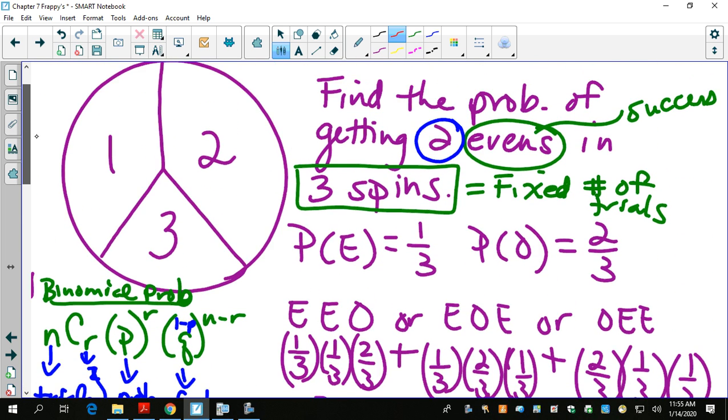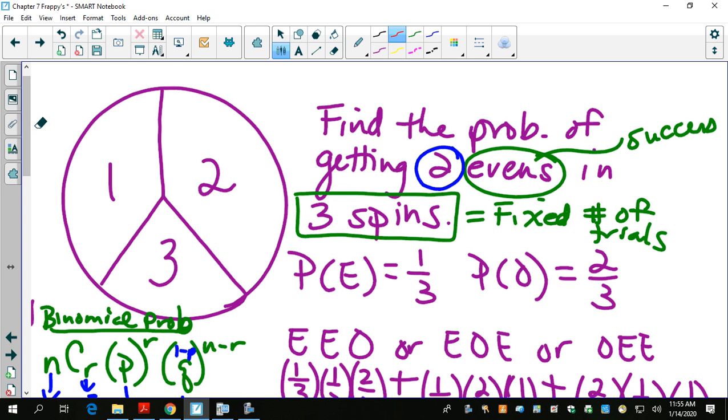Now, just one thing I wanted to say as a side note, when you do combinations, you can never have like 3C5. So the bigger number always has to come in front, because if you're making groups, you can't make groups of 5 out of 3 things.